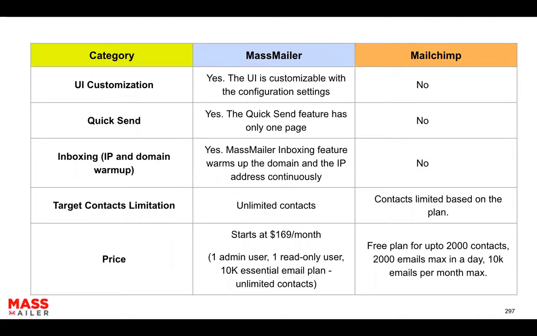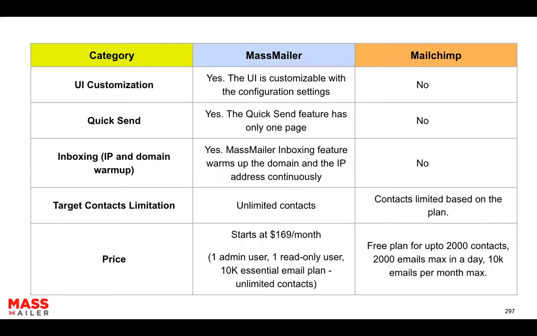UI customization. So MassMailer UI is quite configurable. Because it's a native app, we provide some UI settings that you can actually use to turn certain things on and off. Mailchimp, that's not possible.